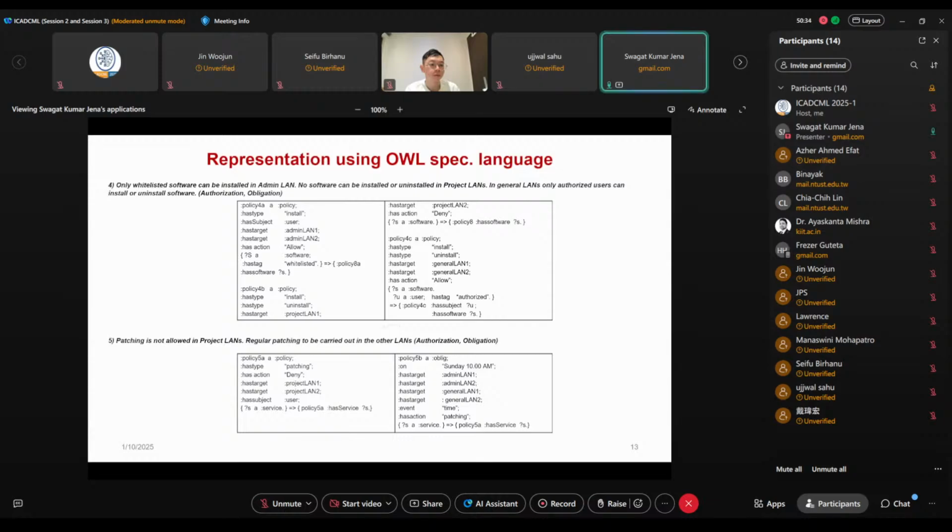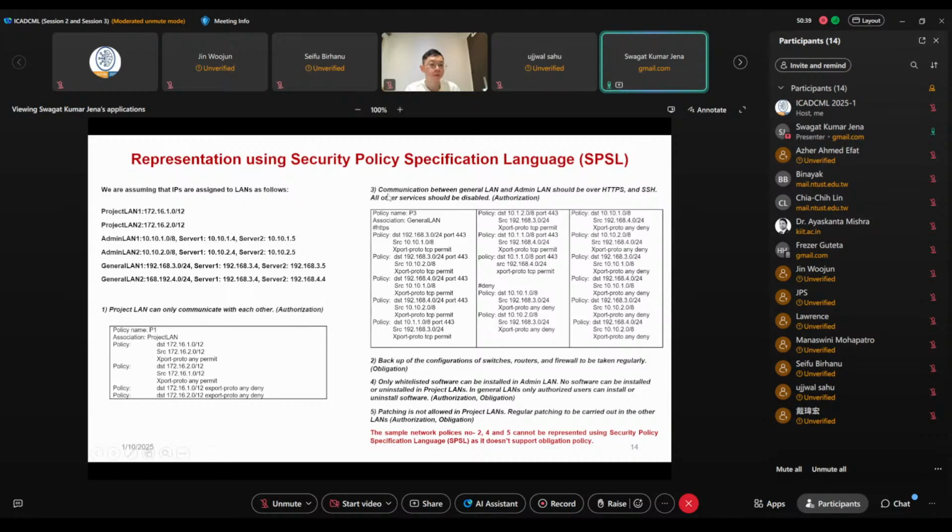Now let's see the SPSL language. In SPSL, constructs or objects are basically represented using IP addresses. So before writing the policies, we have given an IP address to each of the LANs and each of the machines. For example, here the project LANs can only communicate with each other. For project LAN 1 the IP address is this much, and for project LAN 2 the IP network address is this much. So here we are saying that the association is project LAN with the policy name P1.